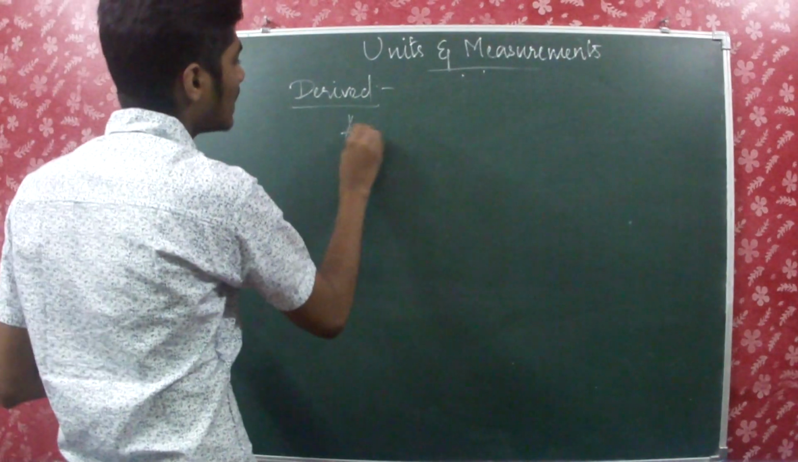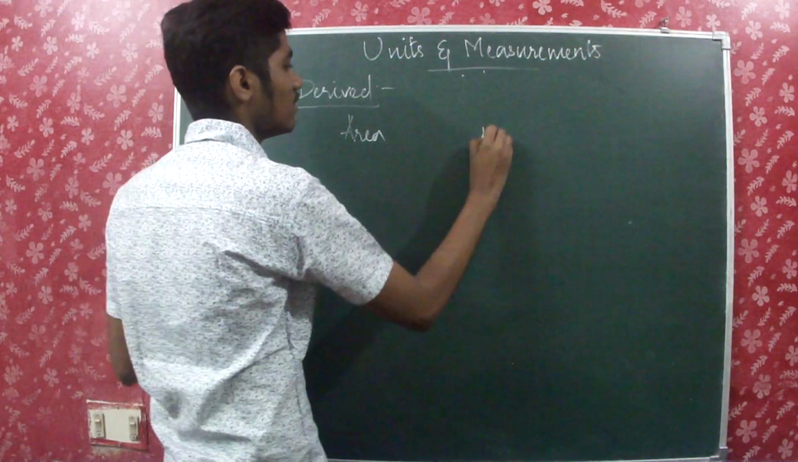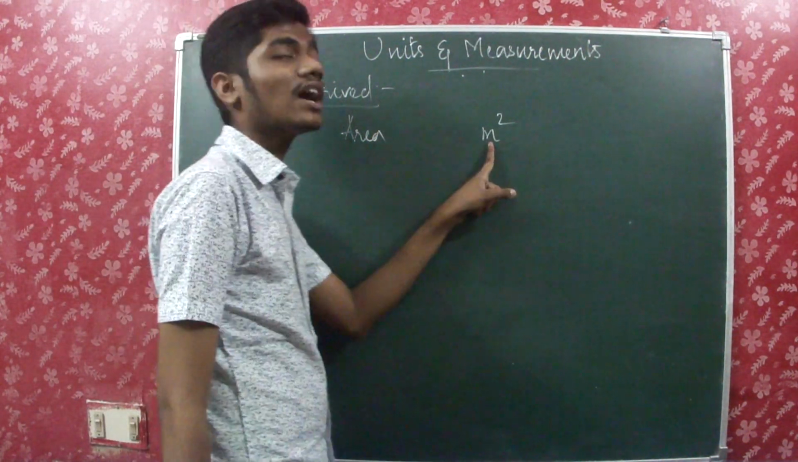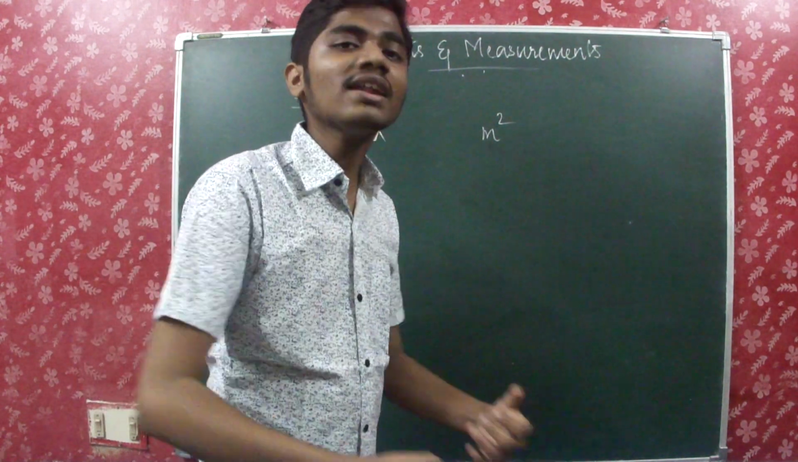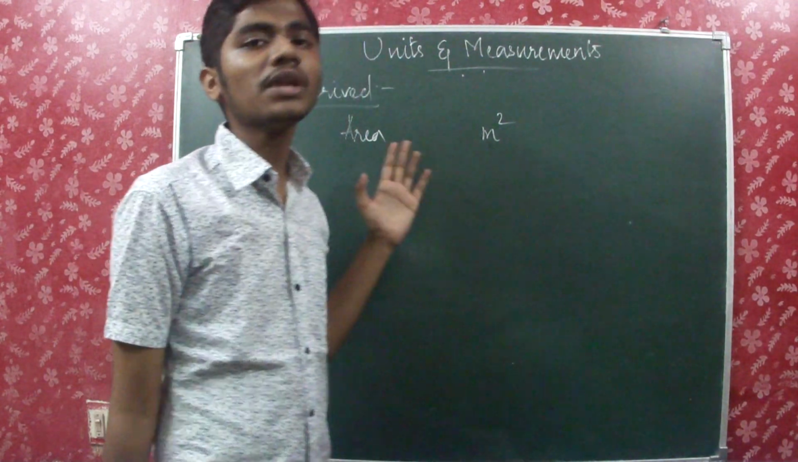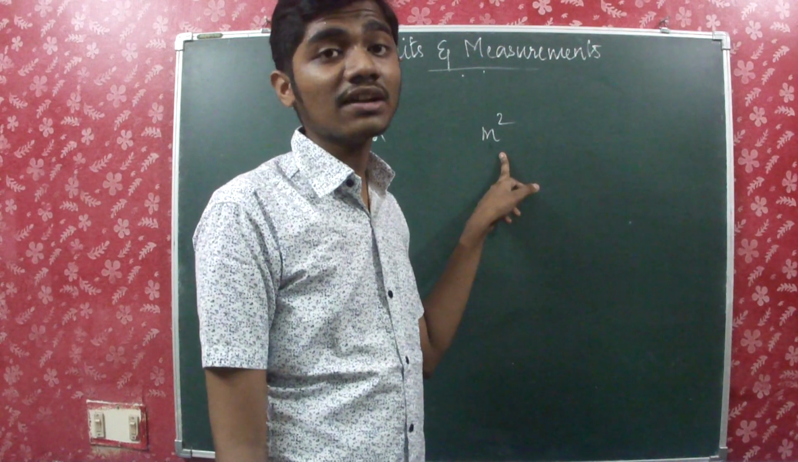For example, if I take area, what's area? That's meter square. Okay, there is a unit of area as meter square. Already we have meter for length. So it's a fundamental quantity, and we are just multiplying it, and we are deriving a new physical quantity for area. So that's why it's known as derived physical quantity or derived physical unit.